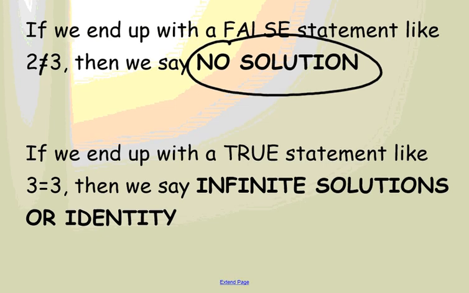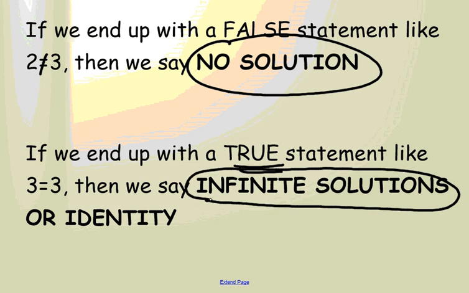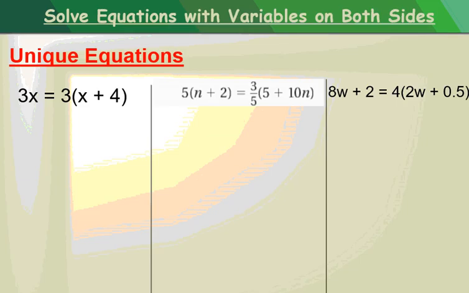The other unique situation you can have happen is if your variables disappear and you end up with a true statement. A true statement is something like 3 equals 3 or 0 equals 0 or negative 11 equals negative 11. Then we say there are infinite solutions because you could pick any value you'd like for x and it would be a true statement. Another way of saying infinite solutions is you can say identity, which means the one side of the equation was identical to the other side of the equation. It didn't matter what the variables were. So those are our two unique type of situations that can occur.